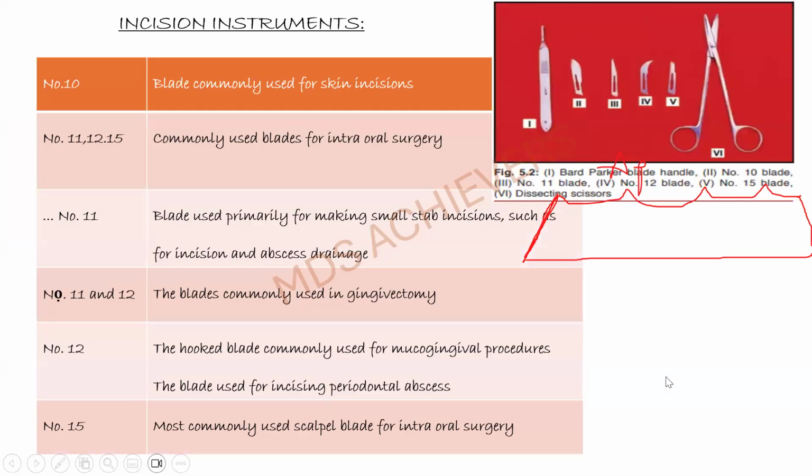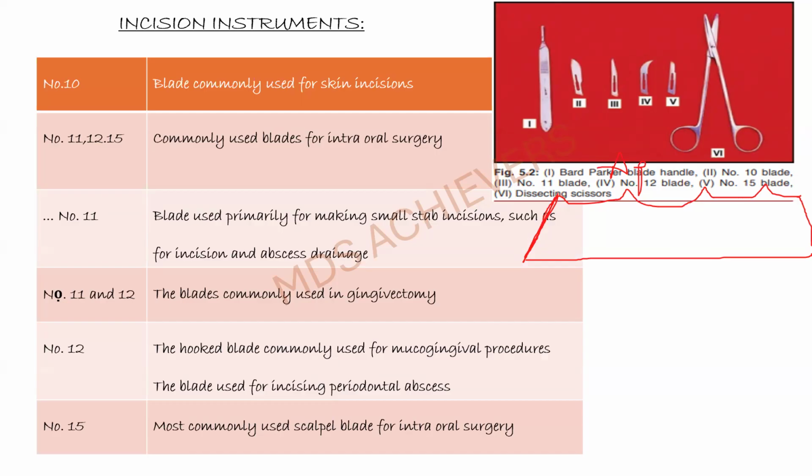Simple thing to remember. And these incisions are given with the help of these BP blades. Number 10 blade is commonly used for skin incisions, whereas numbers 11, 12, and 15 are going to be used for intraoral surgery. And these can be direct image based questions. Number 11, you can see this is a number 11, is utilized primarily for making small stab incisions such as for incision and abscess drainage.